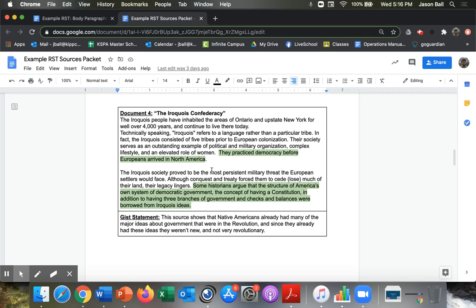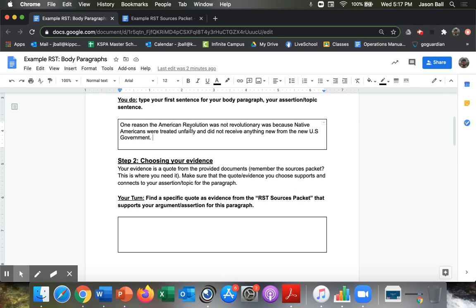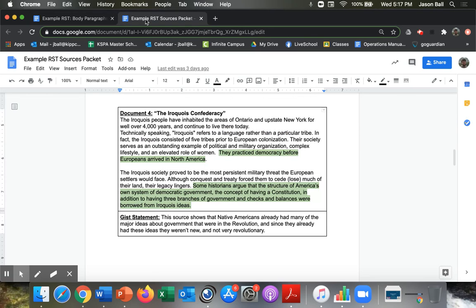But let's say for this first one here, I go back to where I've already coded, this text called the Iroquois Confederacy. And I'm looking through and see, oh, they already practiced democracy before they lived in North America. That means this new form of government wasn't new. And again here, some historians argue that the structure of America's own system of democratic government, the concept of having a constitution, in addition to having 3 branches of government and checks and balances, were borrowed from the Iroquois. That shows me, going back to my assertion, that they did not receive anything new from the US government. They already had democracy. It wasn't a new thing for them.